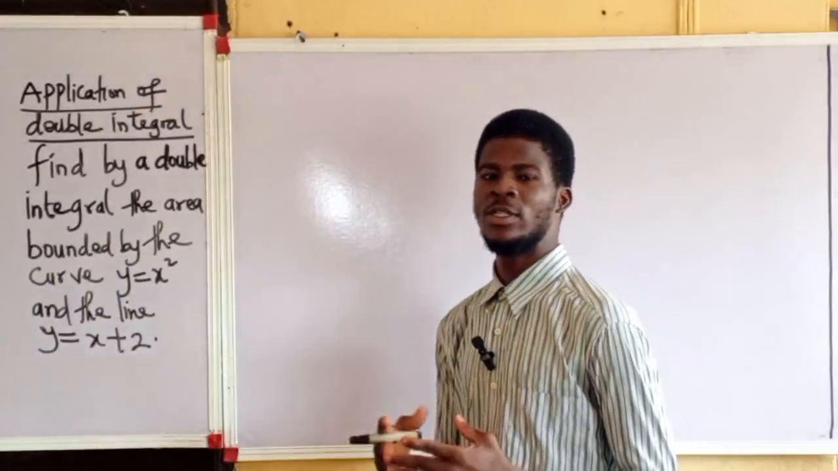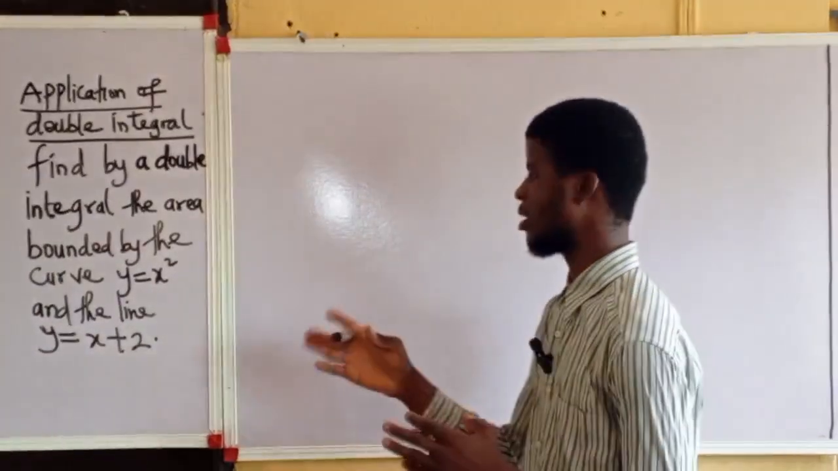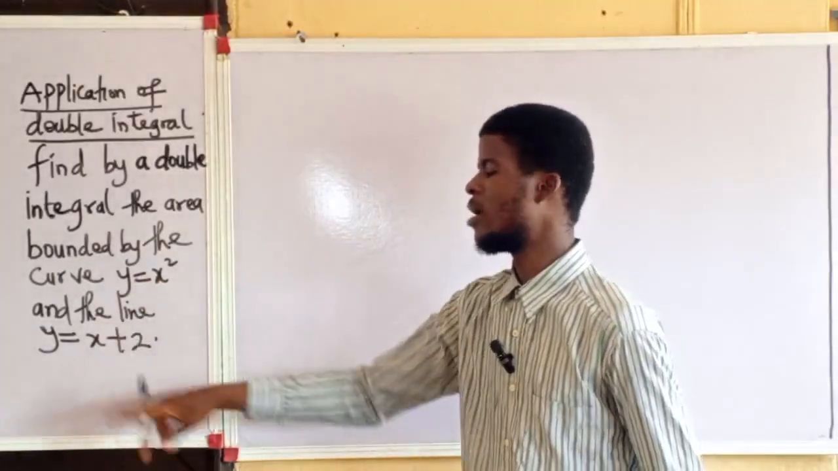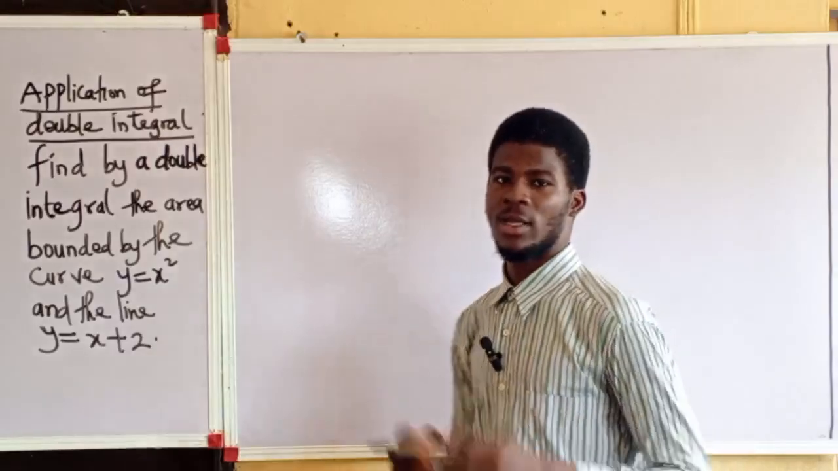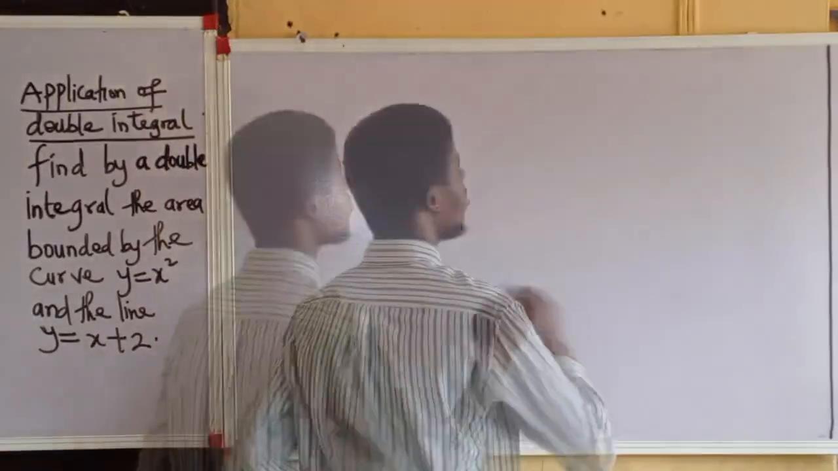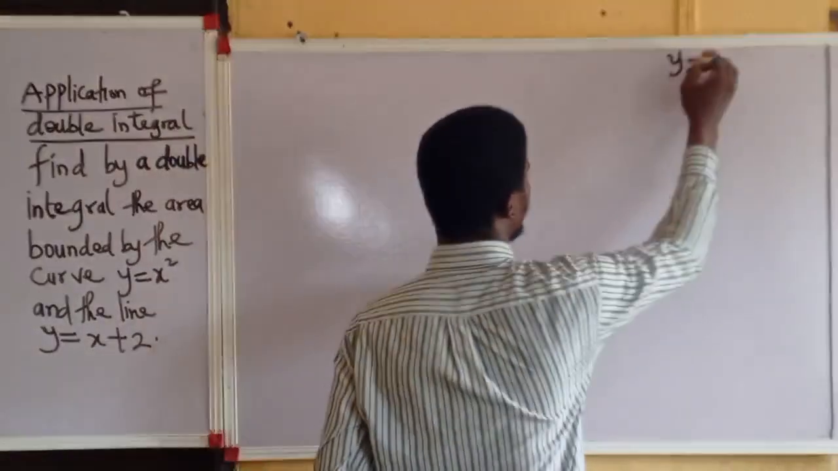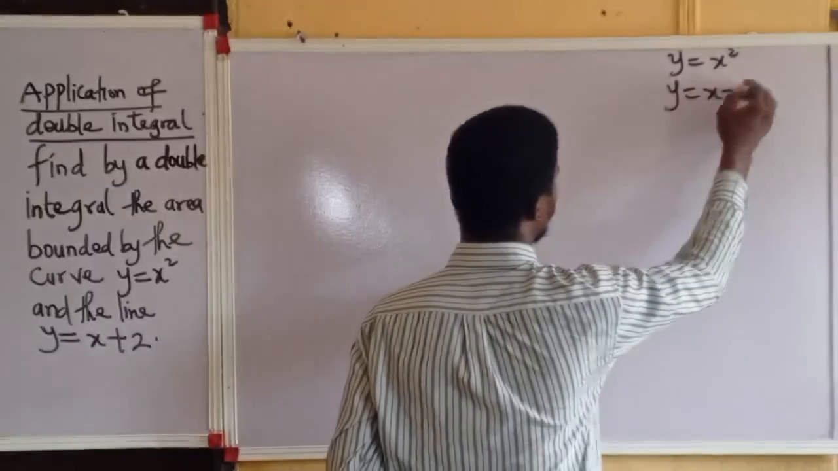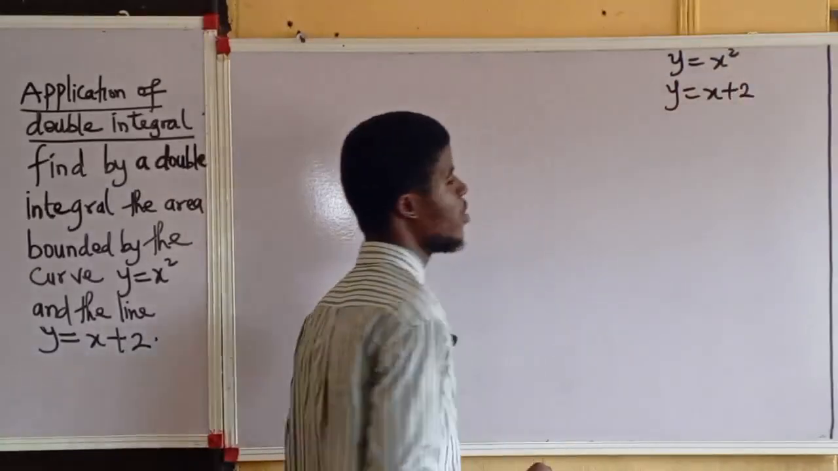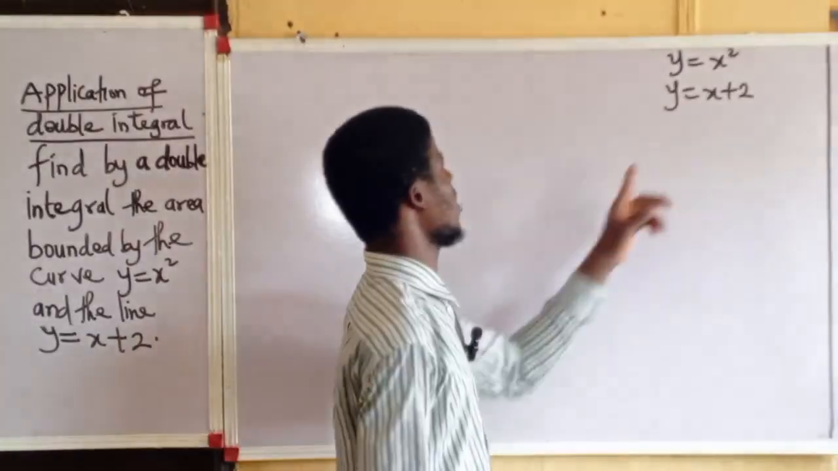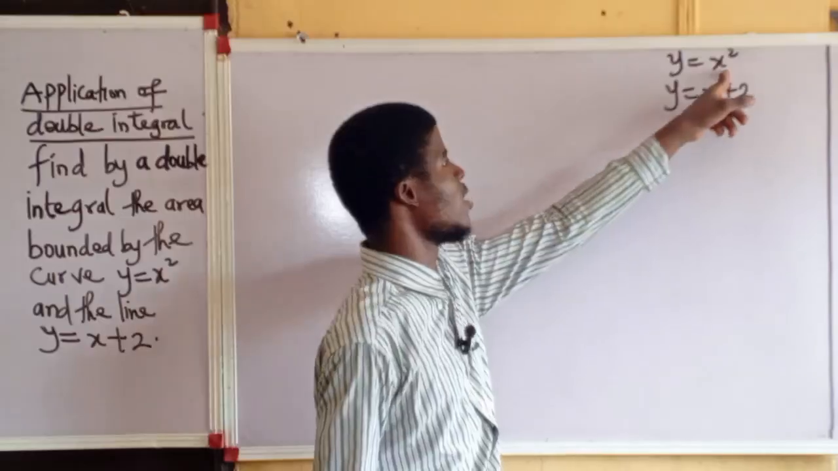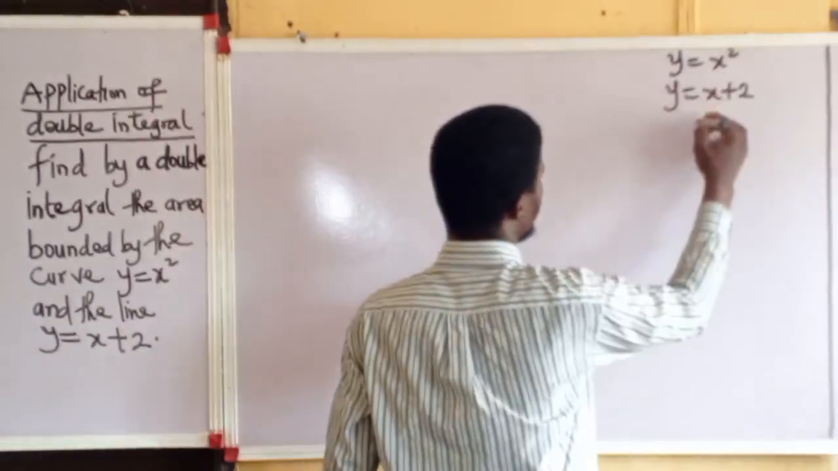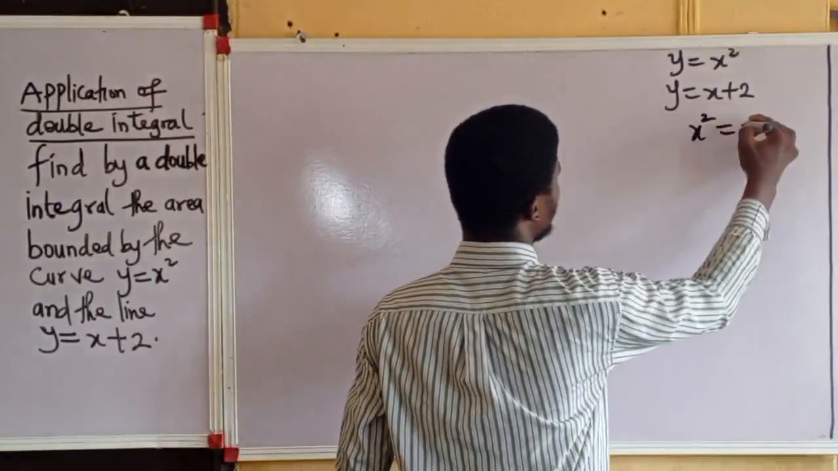So let us first of all determine the points where the curve and the line intersect. Now see, the curve is y equal to x squared and the line is y equal to x plus 2. To determine the point of intersection, since I'm having y equal to x squared and y equal to x plus 2, I'm going to say that x squared is equal to x plus 2.